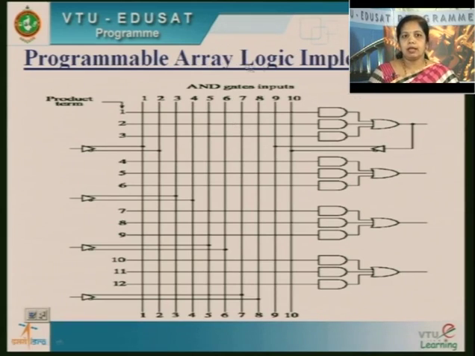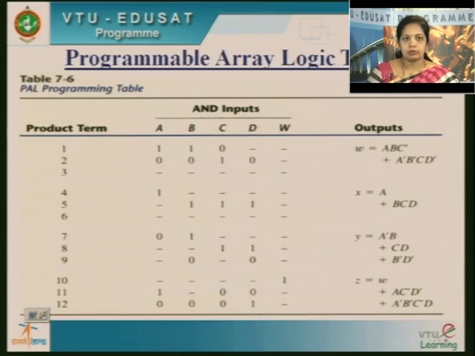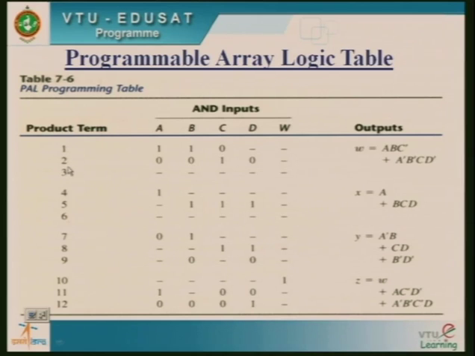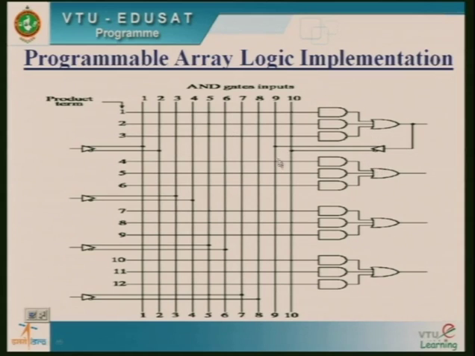So this is programmable array logic implementation. So AND and OR gate. So this is connected to particular gates. You can see here AND gate inputs A, B, C, D and W, and the product terms 1, 2. The product terms are connected to 1, 2 and it is connected to 4. So likewise we need these product terms and all terms are connected. So this is connected in the form of an array.